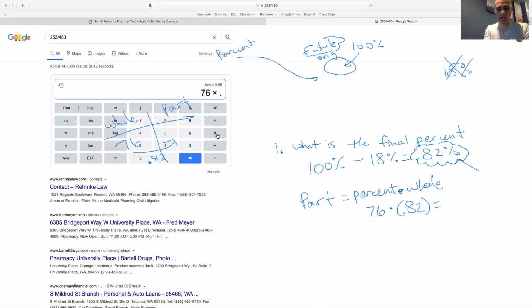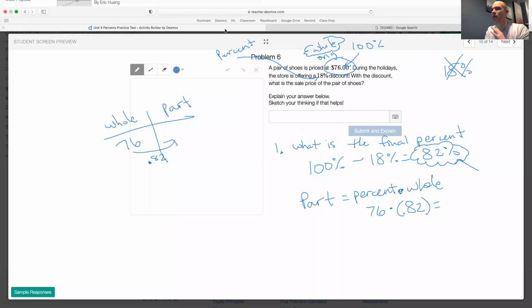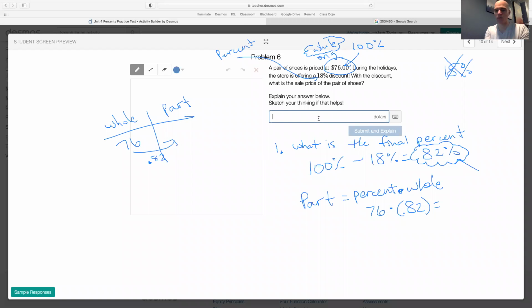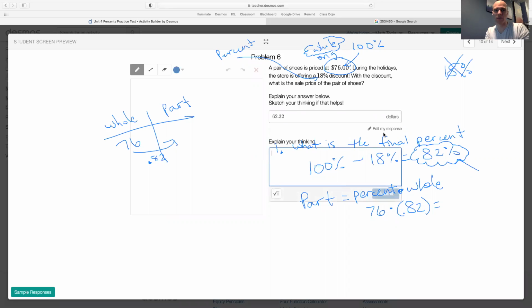76 times 0.82 equals $62.32. Not all these questions are going to come out to perfect whole numbers all the time. So if you're working on the test or whatever, don't necessarily freak out just because your answer came out to a decimal.